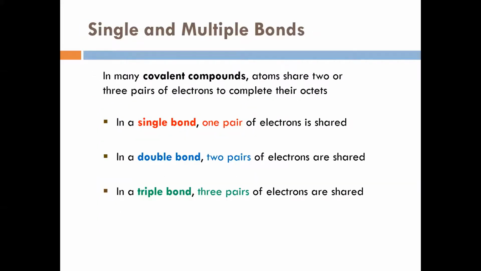Now, you will need to know the difference between single and multiple bonds. So in many of the covalent compounds, we are sharing at least 1 pair of electrons, but sometimes we share 2 or 3 pairs of electrons to complete their octet. And that's how we get to the idea of a single, double, or a triple bond. In a single bond, we're sharing 1 pair of electrons. In a double bond, we're sharing 2, so this would be a total of 4 electrons that are shared. And in a triple bond, we're sharing a total of 6 electrons.